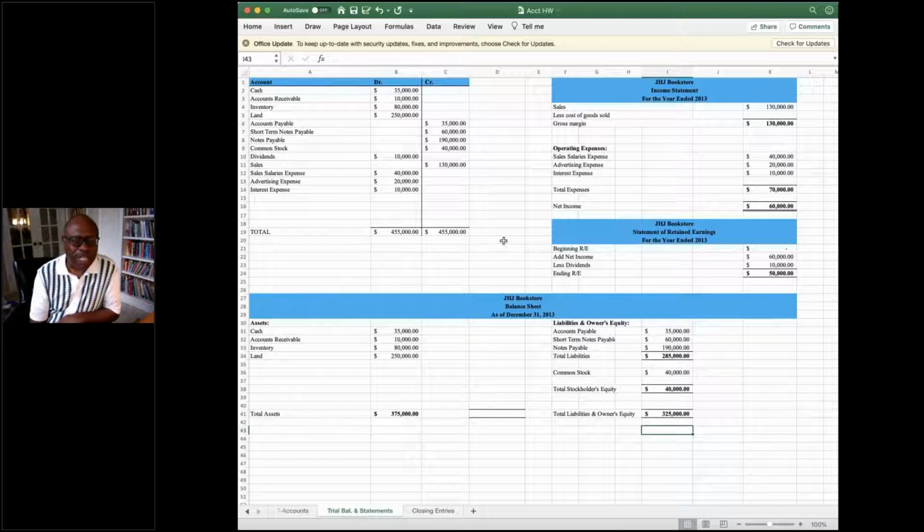So, okay. I told you all you had to do was lift these numbers and put them over here. Can everybody prepare an income statement today? Is there any question on how to do the income statement? Speak now, forever hold your peace.